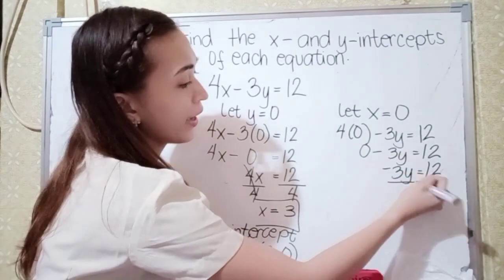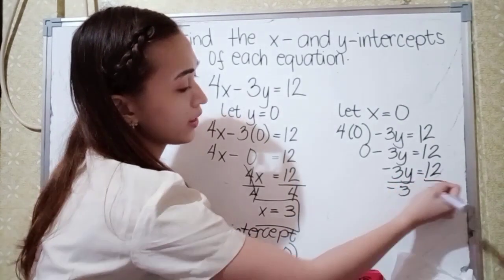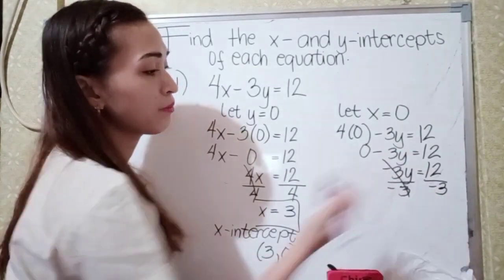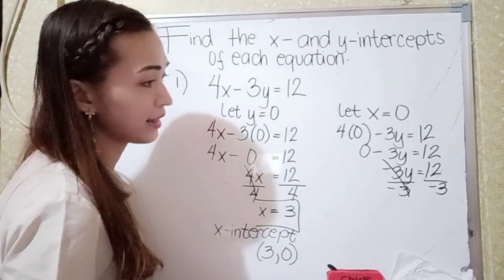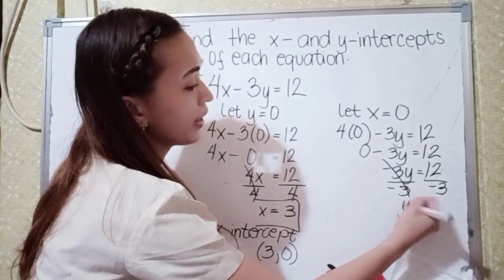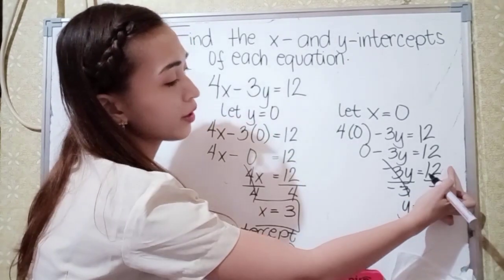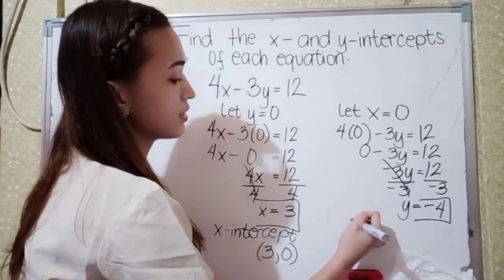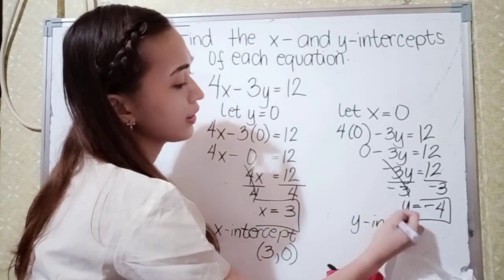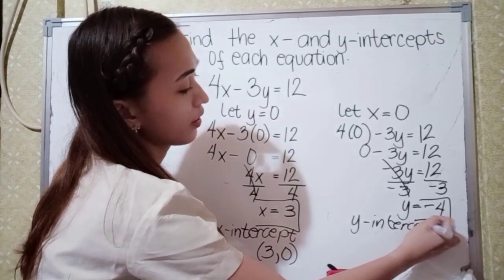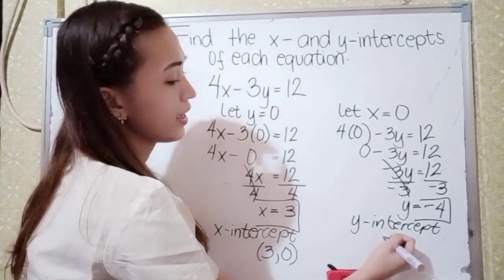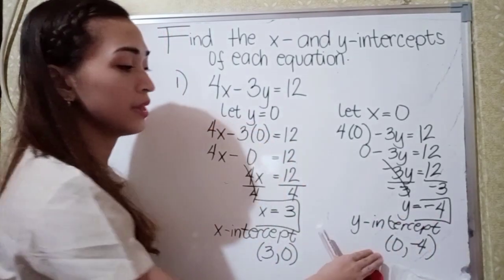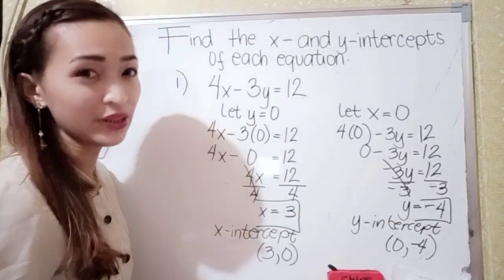Divide both sides by negative 3 so that we will get the y. Negative 3 divided by negative 3 is 1, so that is canceled. So we have y equals 12 divided by negative 3, which is negative 4. So this is our y-intercept. Our answer is (0, negative 4).